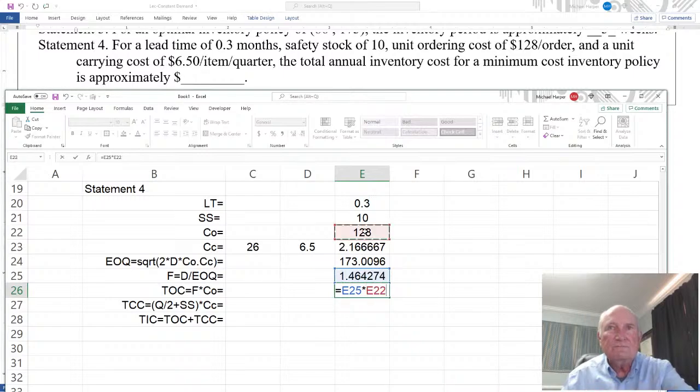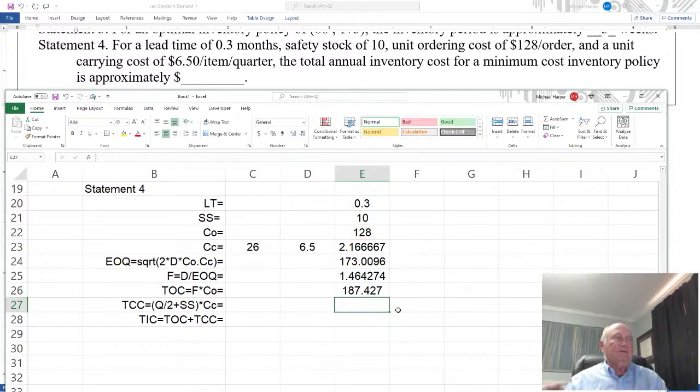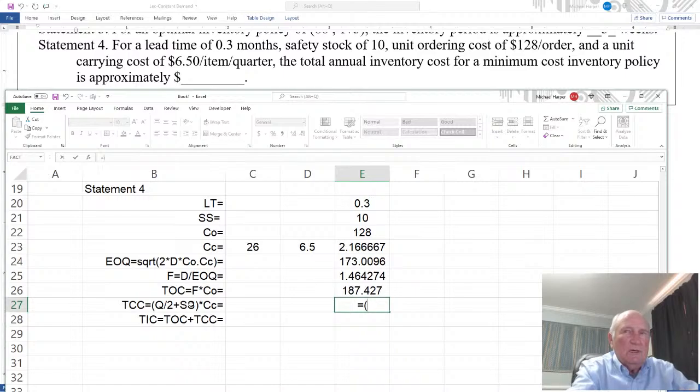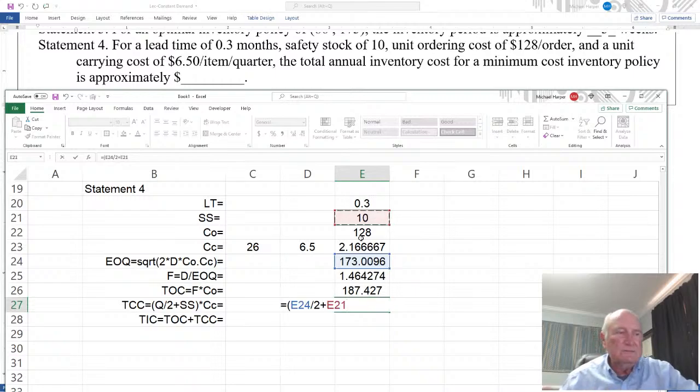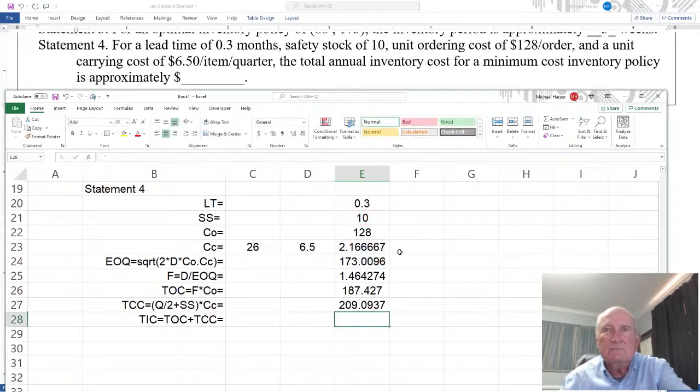Okay, so now we can say our ordering cost equals our frequency times our ordering cost, and that's 187. Now our carrying cost is simply given by EOQ divided by 2 plus our safety stock in parentheses, times the carrying cost, and it's 209. Then we add this together, and this plus this is 396.52.